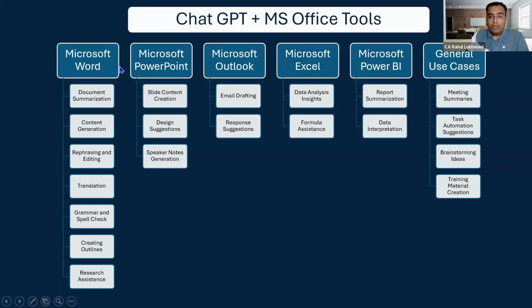Okay. So if we see in Microsoft Word, what value it can add is document summarization. We can summarize a particular document which is very, very big in nature, right? Then we can create content. The most important part of ChatGPT is that you can create content with the help of ChatGPT. Then rephrasing and editing. This is the best part. Okay, I use it every now and then. Every time I have to write something, I just put a summary, few words, and then it gives me the content. Then translation, grammar, spell check, creating outlines.